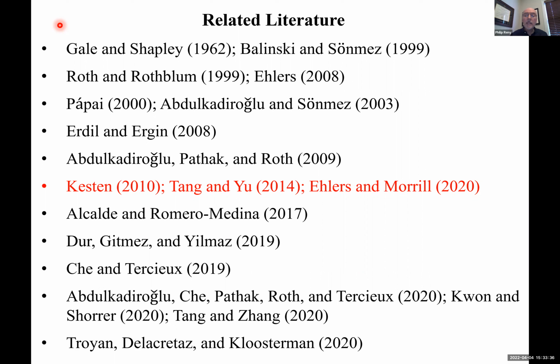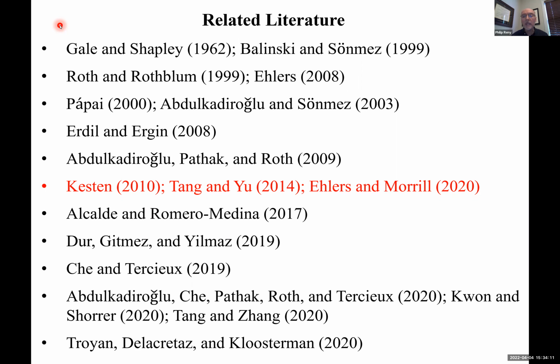Okay, let me say a few words about Ehlers and Morrell. Ehlers and Morrell have a beautiful paper; Tang and Yu I'll get to in a moment. What Ehlers and Morrell do, again, they're interested in this problem of Pareto inefficient matchings. They define a concept that they call legal sets of matchings. So they define a set valued concept.